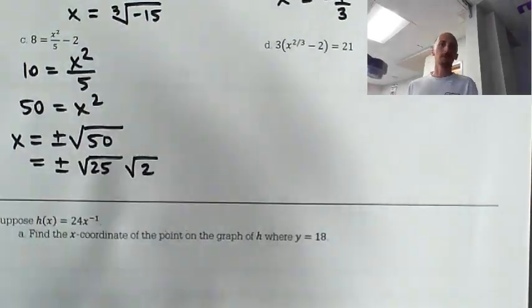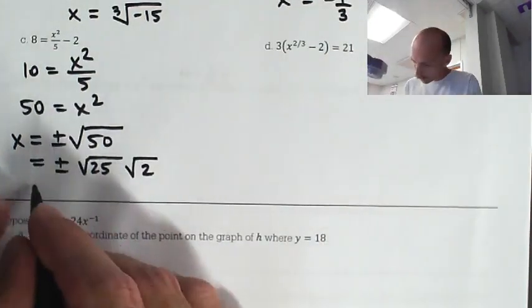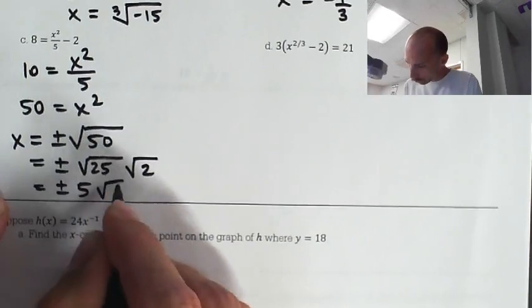Because that's how square roots work. The square root of a product is the product of the square roots. So square root of 25, that's 5. So I've got plus or minus 5 root 2.